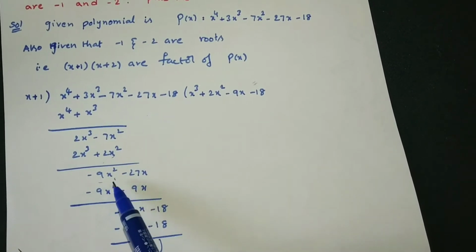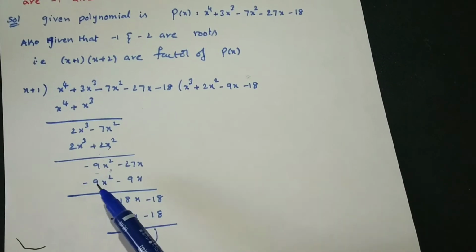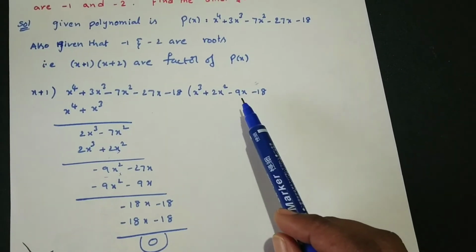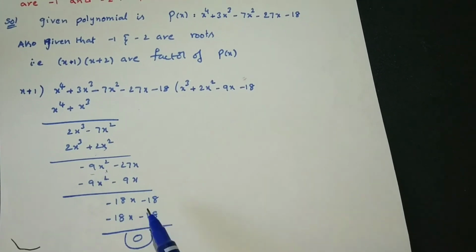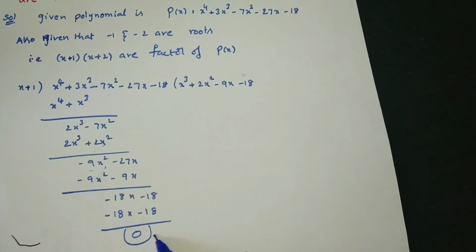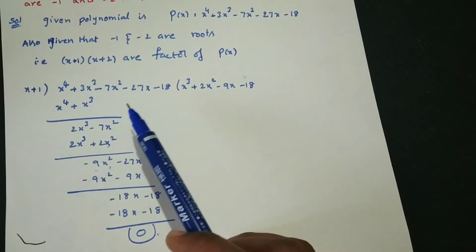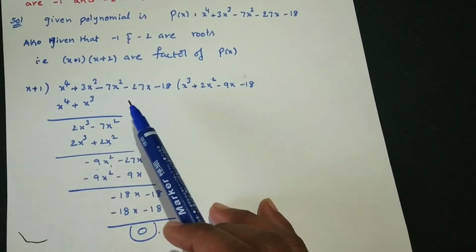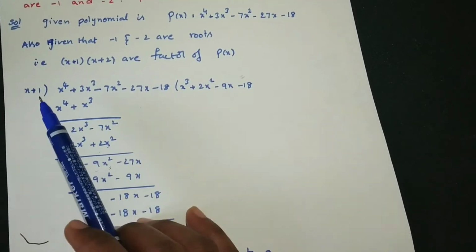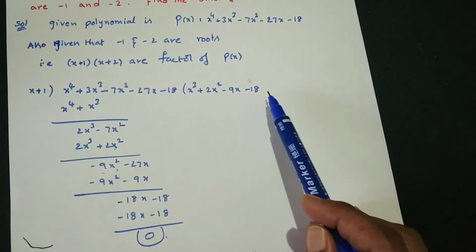Minus 9x square is the first term. This x should be multiplied with minus 9x, then only you will get minus 9x square. So minus 9x, minus plus 1, minus 9x. Do the cancellations and you are going to get 0 as the remainder. That means, by the division algorithm, dividend is equal to divisor into quotient plus remainder. So p of x is equal to x plus 1 into this quotient plus remainder 0.